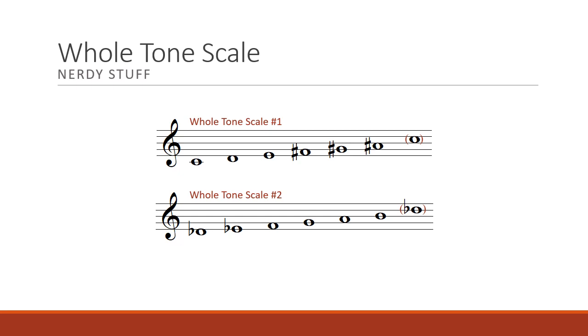The other scale, which we'll call whole tone scale number 2, that starts on D flat, or we could call it C sharp, and it goes up 6 notes and repeats forever. Etc. So these two scales, they don't have any tones in common. They each have 6 tones, and so if you add them together, you get all 12 notes of the octave.